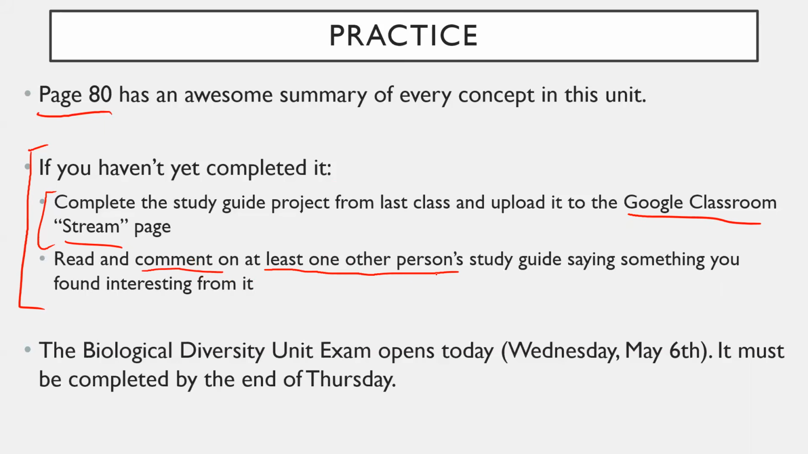Just say something like, hey, I really like what you included about Punnett squares. Or, hey, you found some information in there that I didn't know that actually helped me out. Just a little comment like that. It could only be one sentence long. That's all you need to say. Just something you found interesting from it.